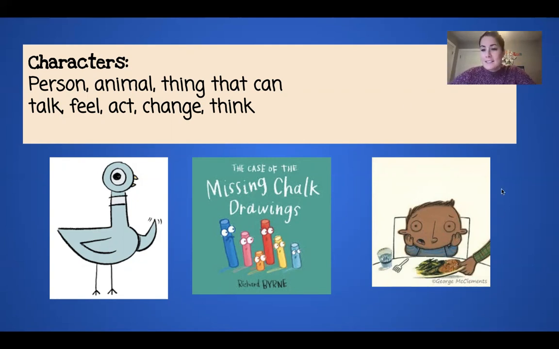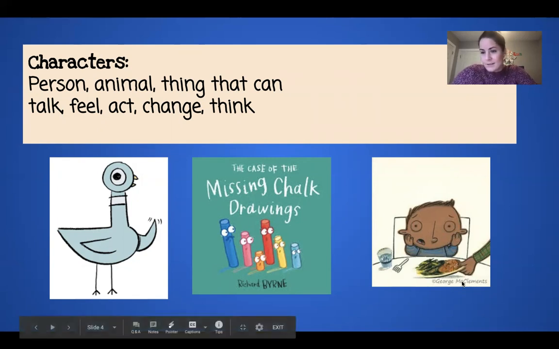And then this little guy on the right, that's if you remember the story, the night of the veggie monster. Yeah, that boy right there, right? He didn't want to eat his veggies and he was so dramatic about it. He's a kid, he's a person, right? And he did all those things. He did change too towards the end, remember? He actually ate the vegetables.